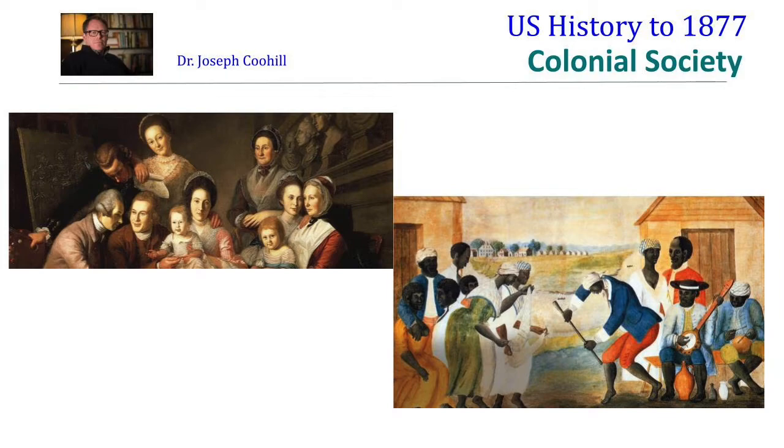In the upper left, you see here on this title slide a typical New England family, very typical prosperous New England family, right, showing multi-generations. This is very common for families of this type to have their portraits painted in this way. And on the right is the Old Plantation, a late 18th century watercolor.